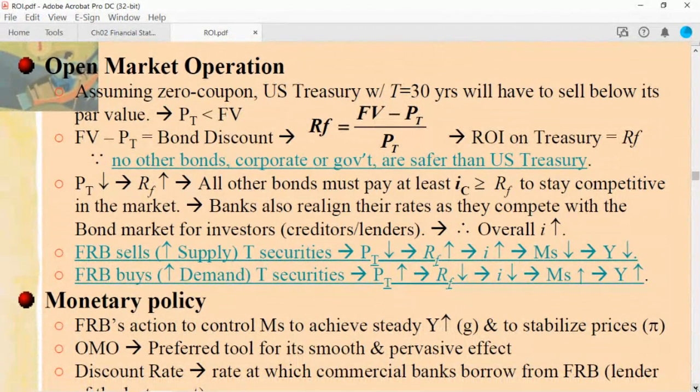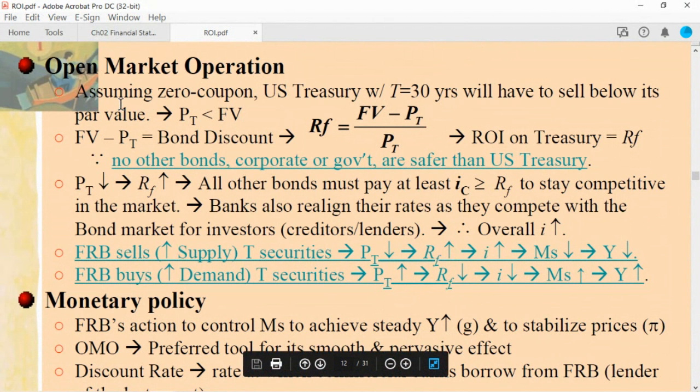So we all know open market operation is one of the three tools that the Federal Reserve has under its control to implement monetary policy, right? It's a tool to implement the monetary policy with. And of those three tools, open market operation is the most preferred tool.